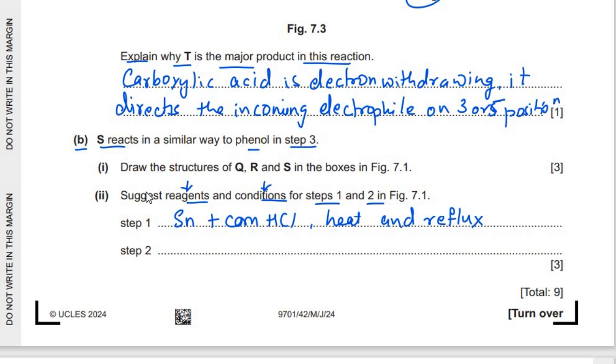Now in the second step, we were changing the phenylamine group to the diazo compound. Now for diazotization reaction, we need the nitrous acid, that is HNO2, and HCl also. We can write concentrated HCl or only HCl. And the condition needed here is that the temperature should be less than or equal to 10 degrees Celsius. That is the main condition required for diazotization reaction. And here our question 7 ends.